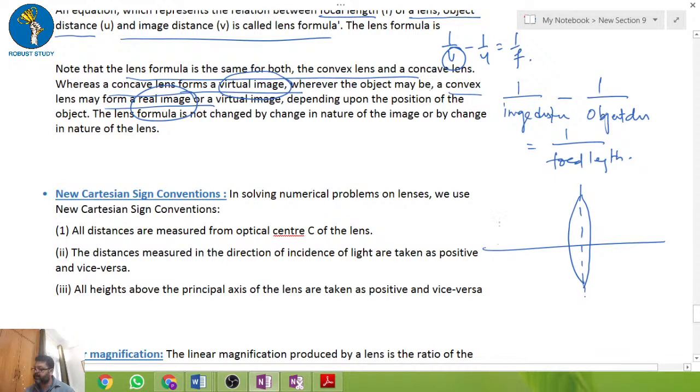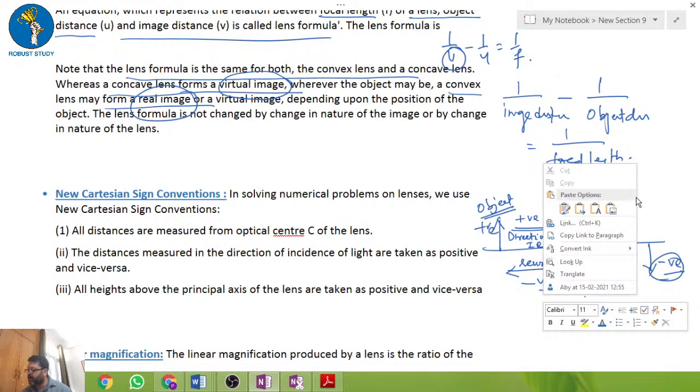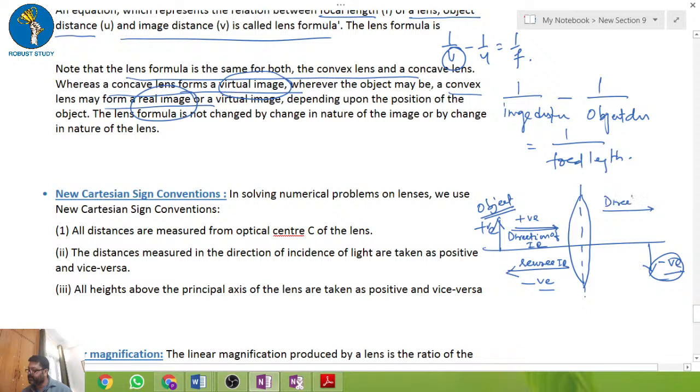The left side object is always positive, upright. The object is always positive. Image is downward, always negative, the image is always taken negative. So what is taken positive? The direction of incident ray. Anything which is in the direction of the incident ray is taken positive, and anything which is reverse to the incident ray direction is taken negative. Similarly, distances along the incident ray direction are positive.